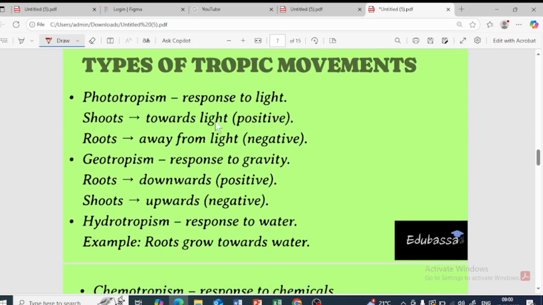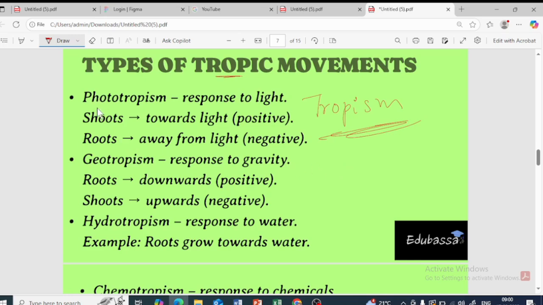Next is the types of the tropic movements. Until now you learnt about the growth independent movement. Now we are going to learn about growth dependent movement. What is the growth dependent movement? Growth dependent movement is called tropic movement or tropism. So there are different types of tropic movements, and we are going to learn about them in this slide.